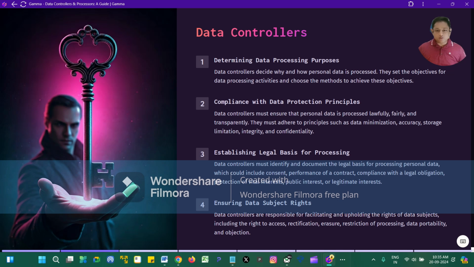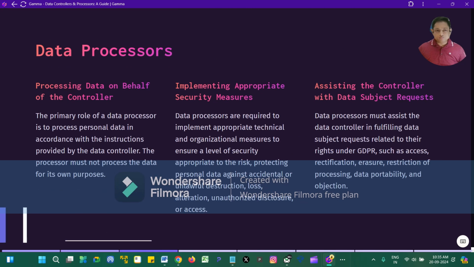Third, establishing legal basis for processing. Data controllers must identify and document the legal basis for processing personal data, which could include consent, performance of contract, compliance with legal obligations, protection of vital interest, public interest, or legitimate interest. Fourth, ensuring data subject rights. Data controllers are responsible for facilitating and upholding the rights of data subjects, including the right to access, rectification, erasure, restriction of processing data, portability, and objection.